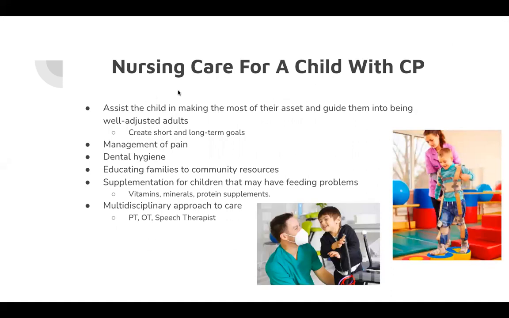Nursing care for children with CP assists the child in making the most of their assessed abilities and guides them into being well-adjusted adults. This includes creating short and long-term goals, management of pain, dental hygiene, educating families on community resources, and supplementation for children who may have feeding problems, such as vitamins, minerals, and protein supplements. It also involves a multidisciplinary approach to care, such as PT, OT, and speech therapist.